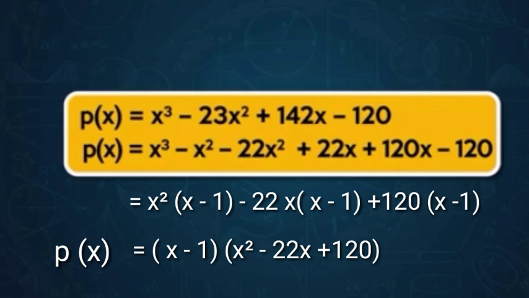Now, in all the three terms we have x minus 1 common. Now, take x minus 1 common. Then we got x square minus 22x plus 120. So, here we got one linear factor x minus 1 and one quadratic polynomial x square minus 22x plus 120. Now, we have to factorize this quadratic polynomial. This we will do by splitting the middle term.